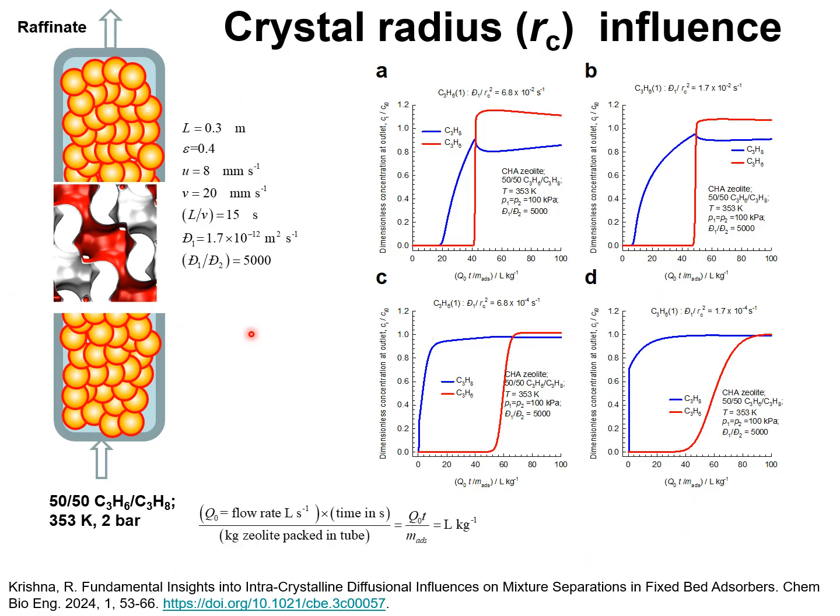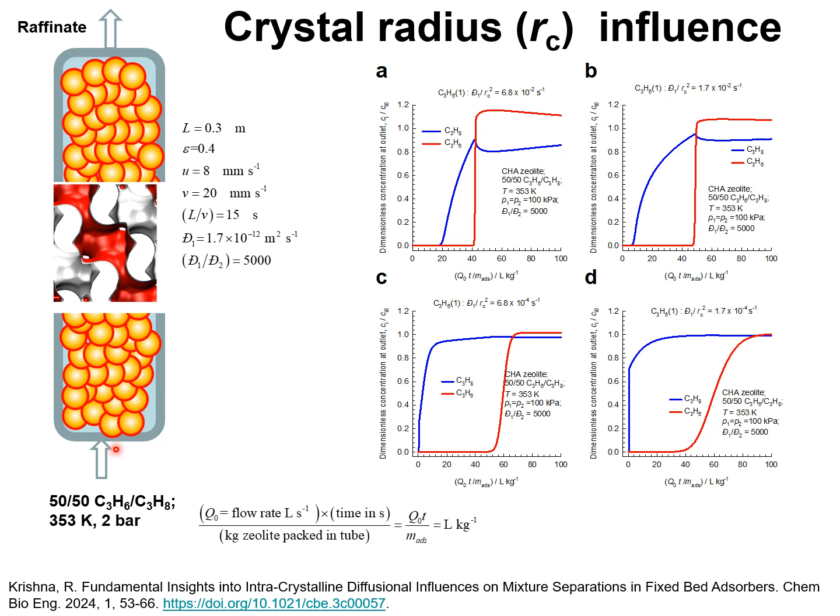In order to investigate the influence of intracrystalline diffusional influences on the extent of roll-up, we carry out transient breakthrough simulations in a fixed bed of length 0.3 meters with a packed bed voidage of 0.4. The superficial gas velocity at the inlet is 8 millimeters per second, yielding an interstitial velocity of 20 millimeters per second.